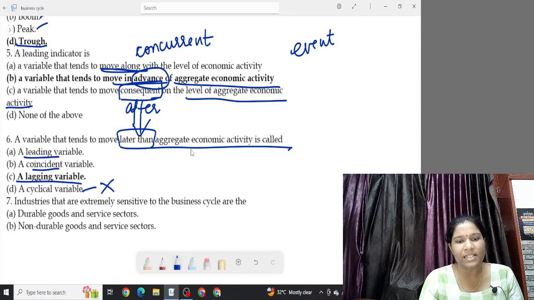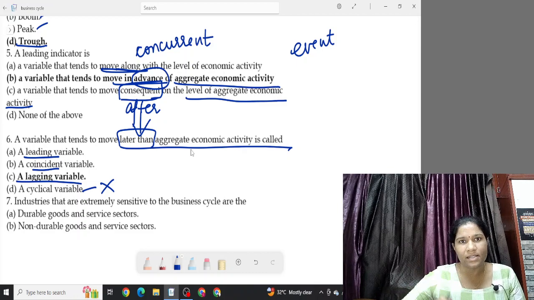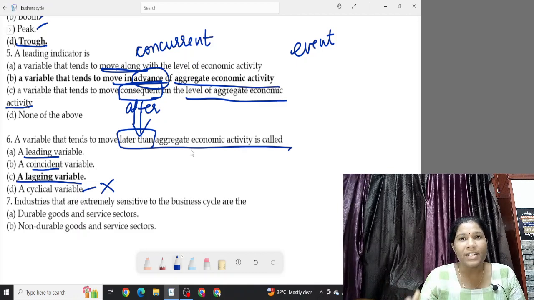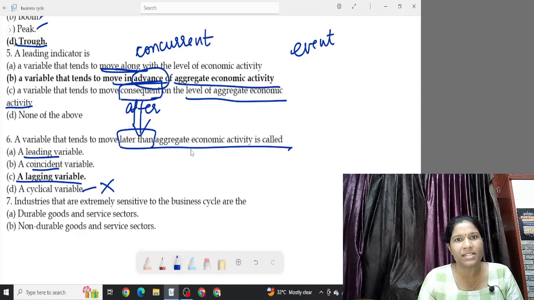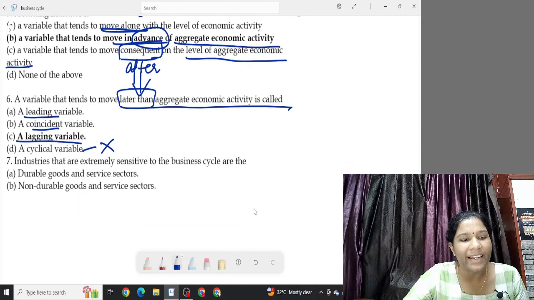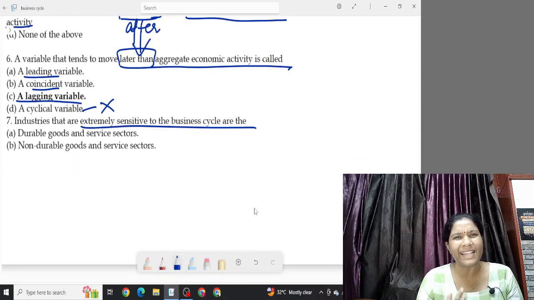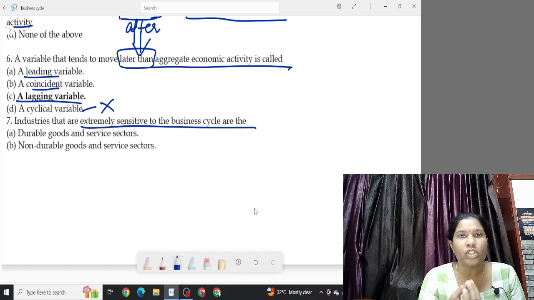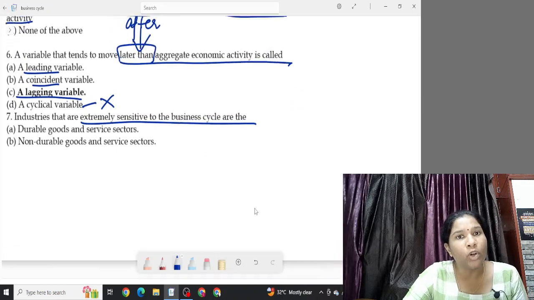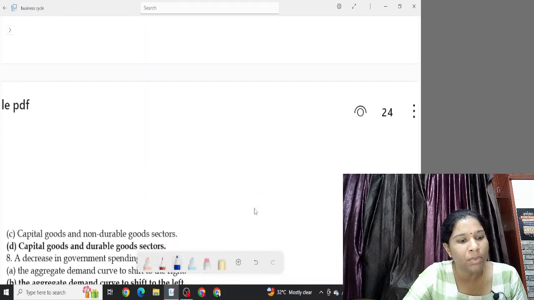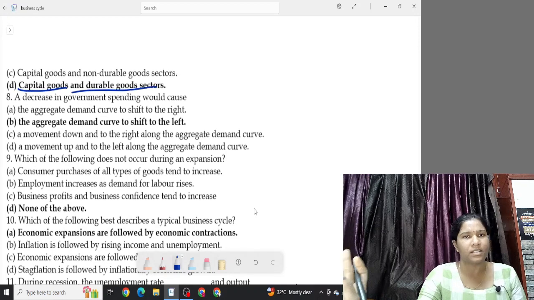Industries that are extremely sensitive to the business cycle. I've told you, whenever the business cycle is changing, those industries that are so sensitive to it are called cyclical businesses. So which is the most cyclical, or most sensitive to the business cycle? Here I've told you the answer: capital goods and durable. You need not see any other answer.